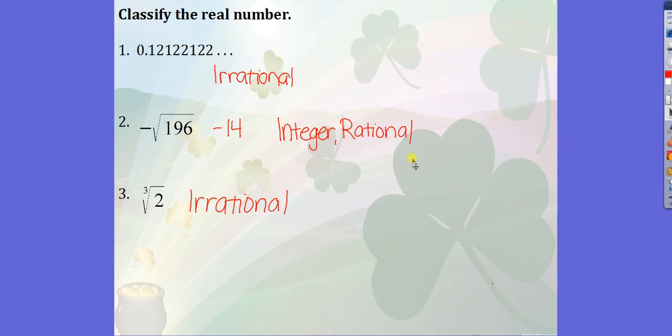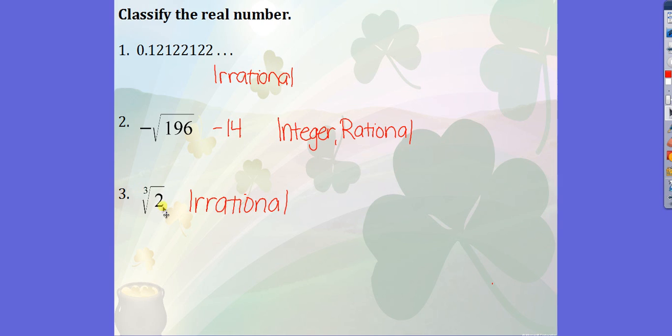Then you worked on these. This one's irrational, not because it doesn't terminate, because 1/3 is a decimal that never ends, but it's still rational. It's irrational because it doesn't repeat. I know it's adding a 2 each time, but that's not a repeating decimal. That's a pattern, but not a repeating decimal. The square root of 196 is 14, because I tried it, and then the negative is negative. So it's an integer and a rational number.